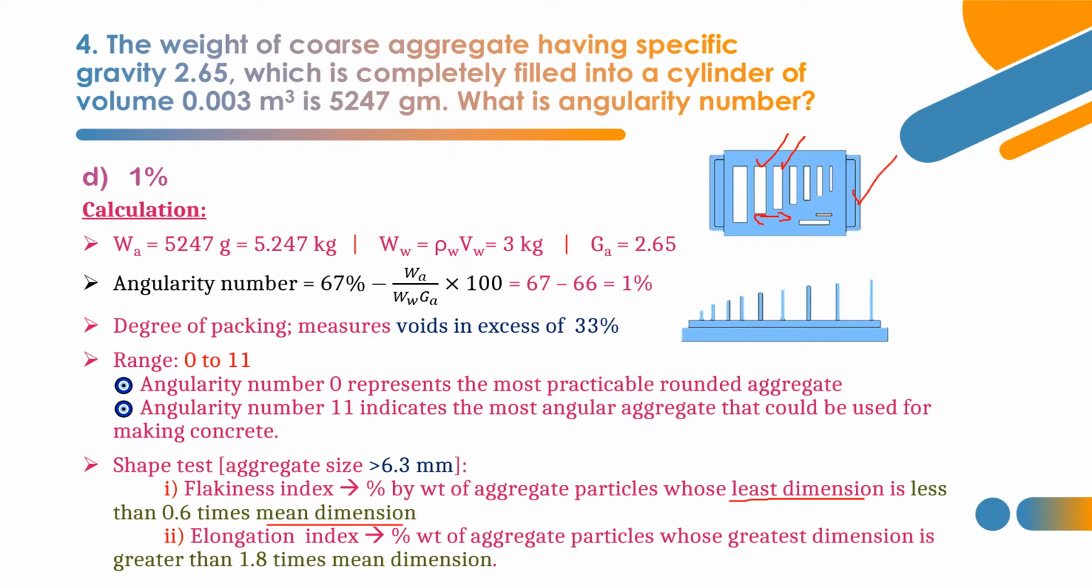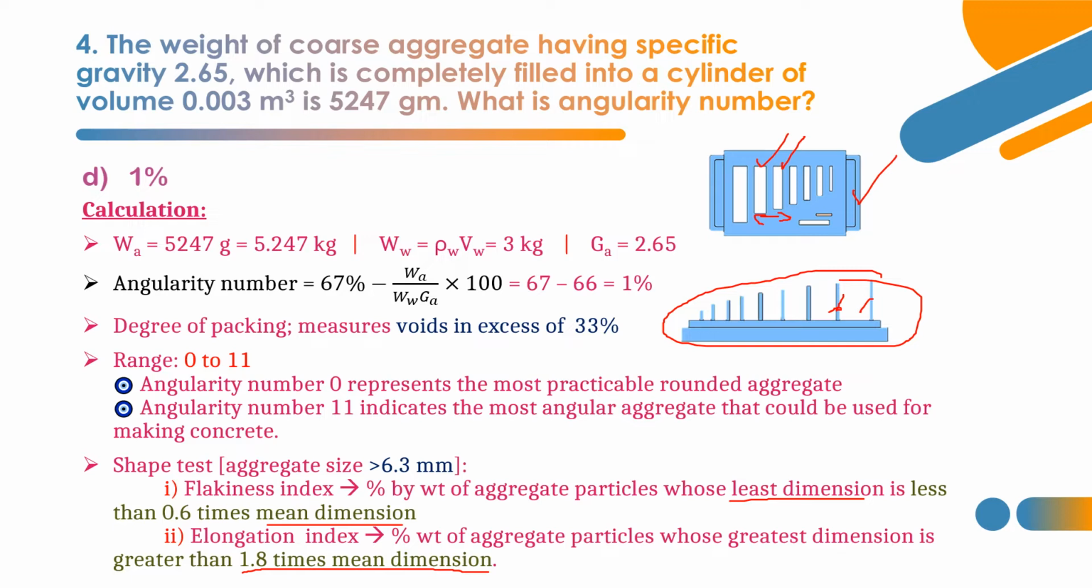So this is the slot. And for elongation index, similarly, this is the elongation index slot. For example, we are taking this slot and this slot, and the mean value of the two has to be taken and multiplied by 1.8. So when an aggregate has its greatest dimension, that is the lengthwise dimension, greater than 1.8 times the mean dimension, then that aggregate will be called an elongated aggregate. The percentage of those aggregate particles has to be taken as the elongation index.